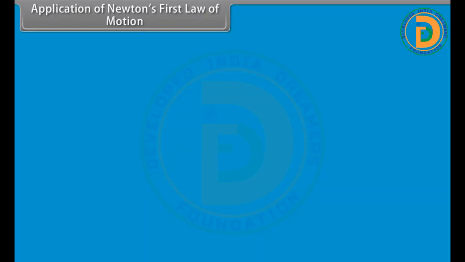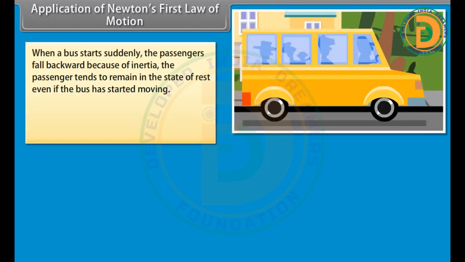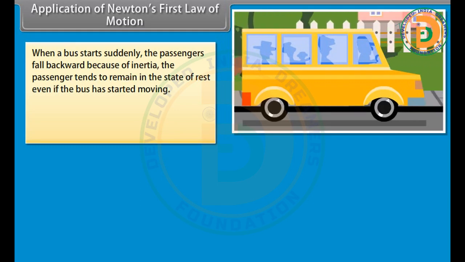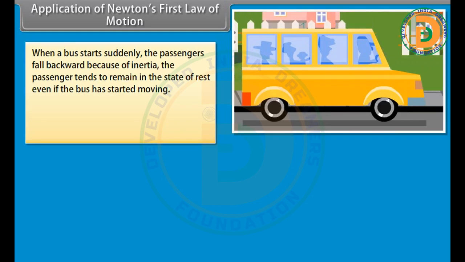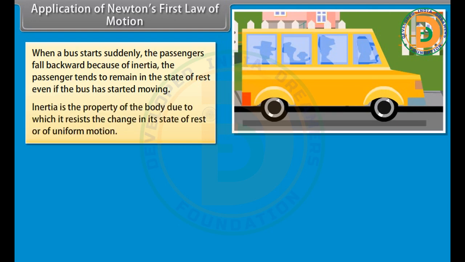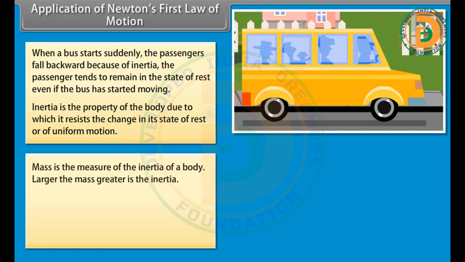Application of Newton's first law of motion. When a bus starts suddenly, the passengers fall backward because of inertia. The passenger tends to remain in the state of rest even if the bus has started moving. Inertia is the property of the body due to which it resists the change in its state of rest or of uniform motion. Mass is the measure of the inertia.